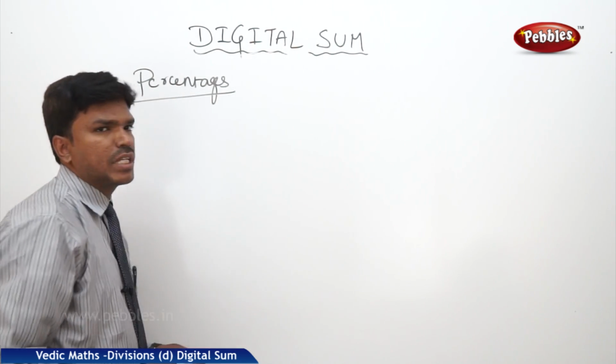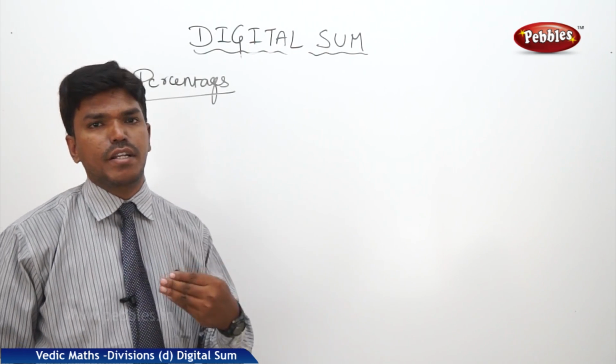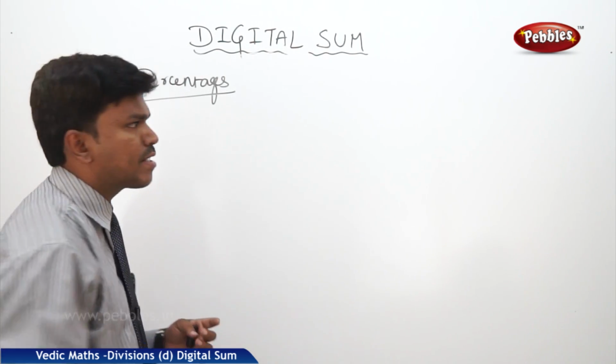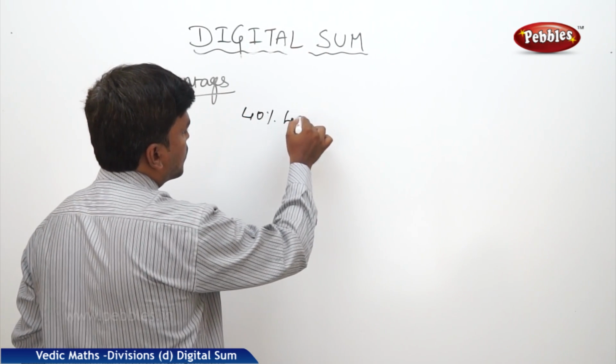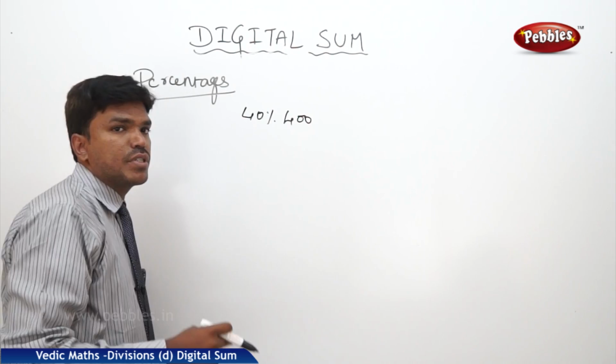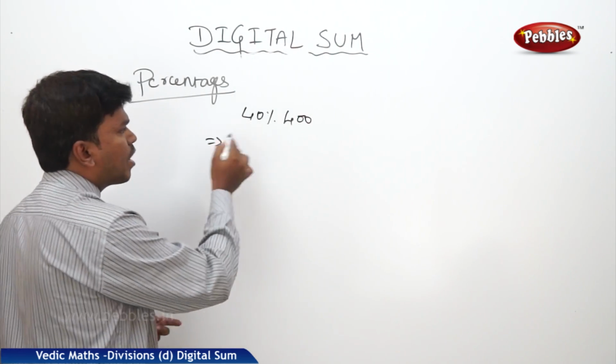By 100. Yes or no? Percent means for every 100. For example, if I want 40% of say 400, 40% of 400 means what? What you need to do for every 100?